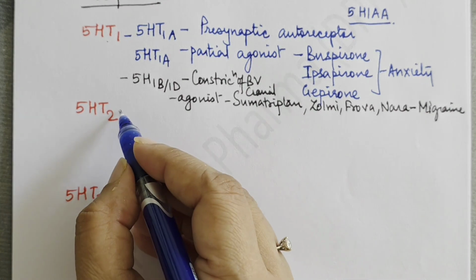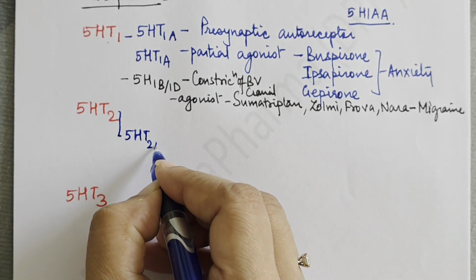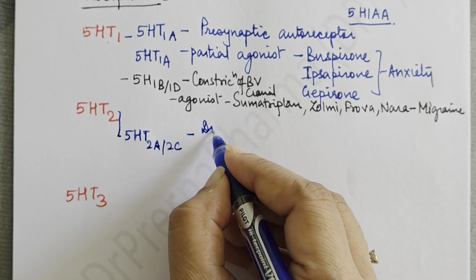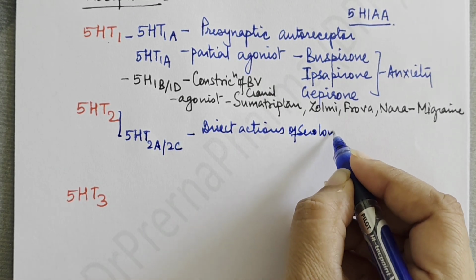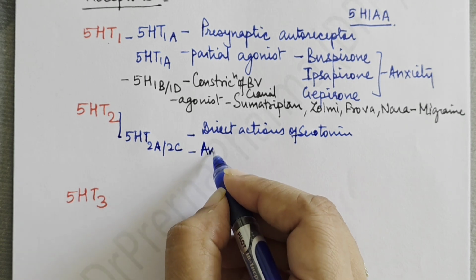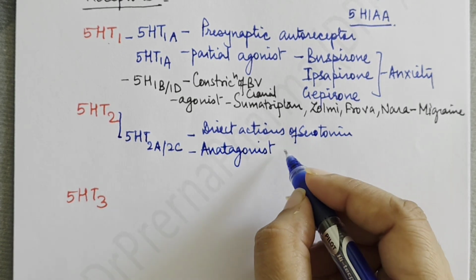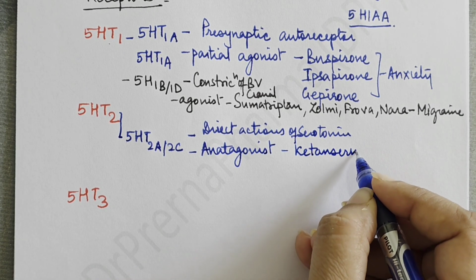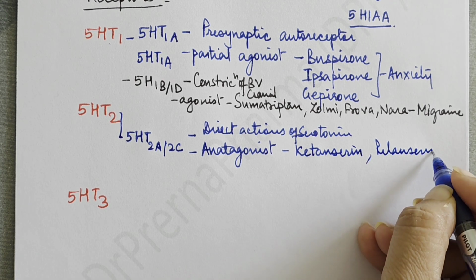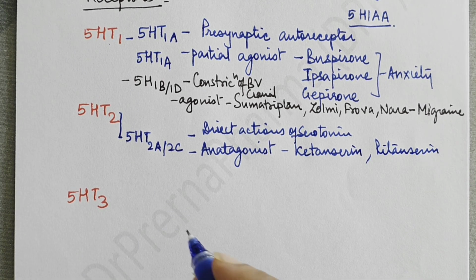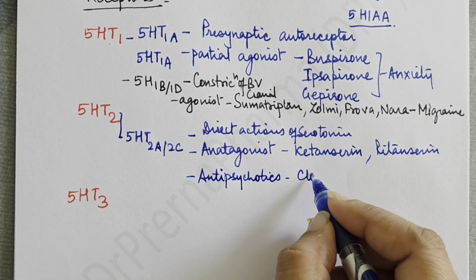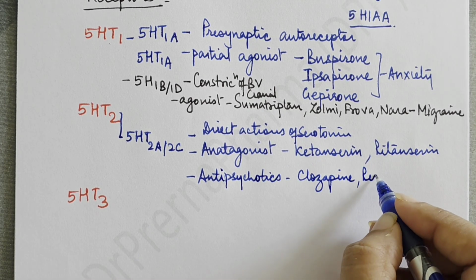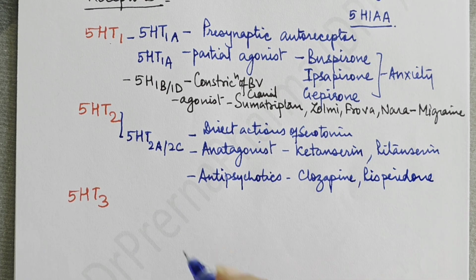Then next we have 5-HT2. 5-HT2 has 5-HT2A and 2C, and it mediates the direct actions of serotonin. The antagonists of this receptor are ketanserin and ritanserin. Apart from that, the atypical antipsychotics like clozapine and risperidone also have an antagonistic effect at 5-HT2A and 2C.